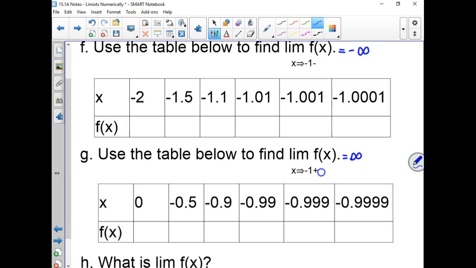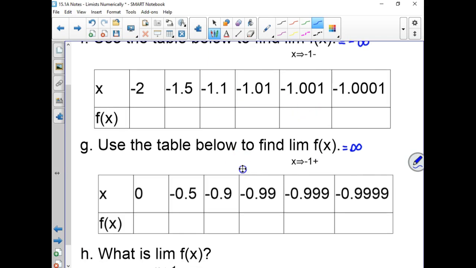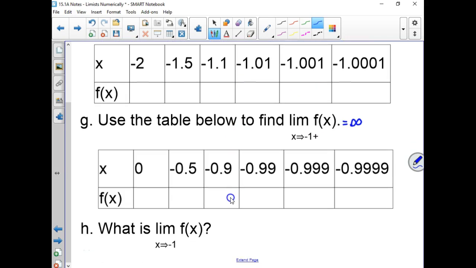Now, our limit from the left was negative infinity. Our limit from the right was positive infinity, which both technically do not exist. But they're not the same, right? One's positive, one's negative. So for the limit as x approaches negative 1, with no plus sign or minus sign behind it, that means from both sides, and they don't match. So you would have to say does not exist.